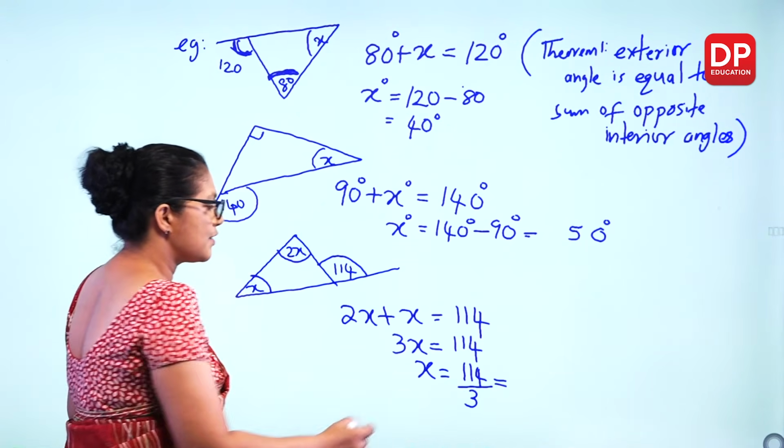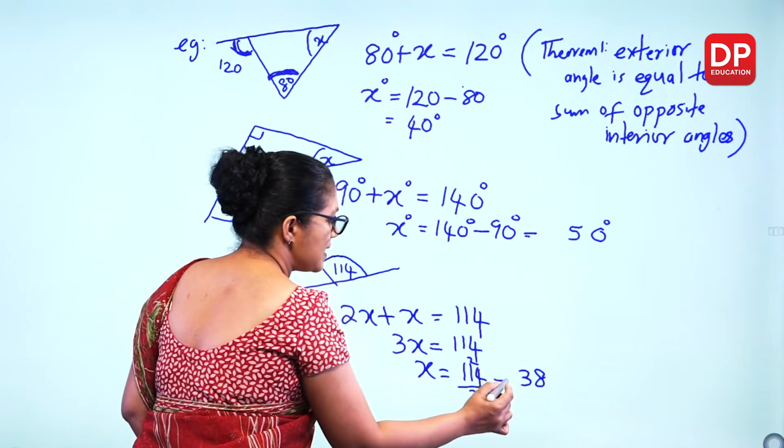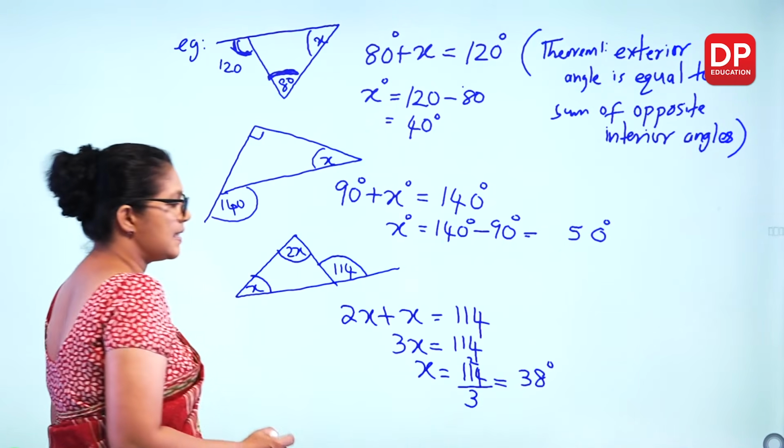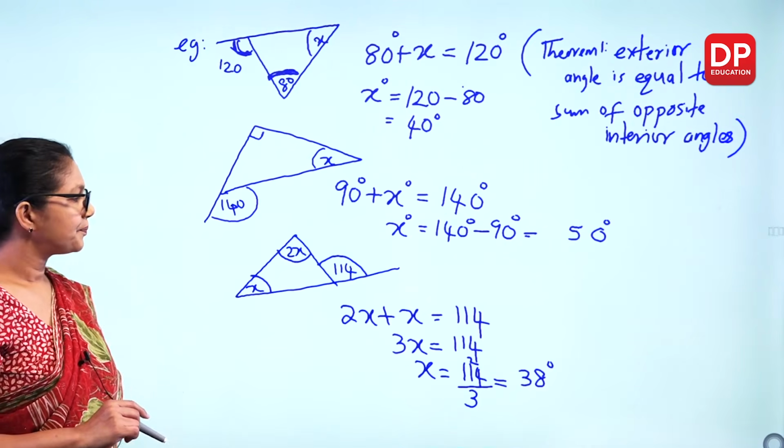So you get 3 times 3, 9. For 24, that's 8. So 38 degrees for one x angle.